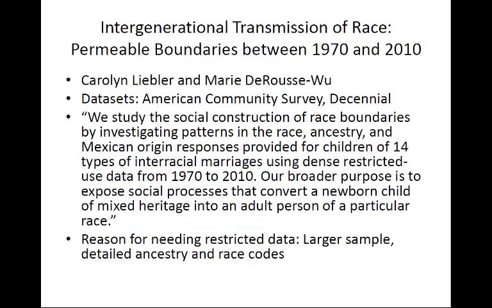This one is also interesting because these people are looking at racial identity. The reason they needed it was, once again, the larger sample of the American Community Survey. They also get detailed ancestry and race codes. What that means is they get race responses before they're recoded by Census. If you're interested in racial identity, that's really cool.